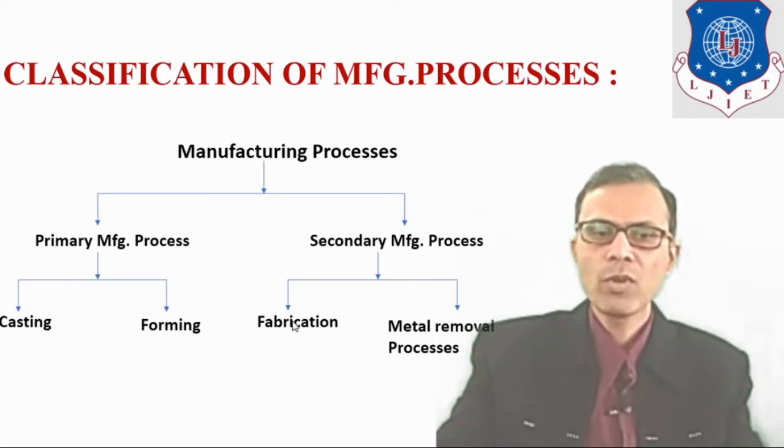and secondary manufacturing processes are further classified in two categories, that is fabrication, in which you have to study about different types of metal joining processes, that is welding, brazing, soldering, and metal removal processes, in which you have to study about different types of machining operations which can be performed by some machine tools.